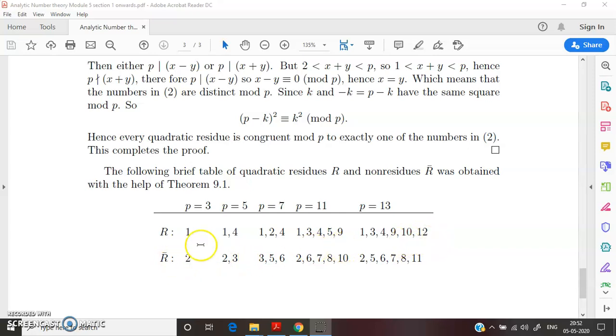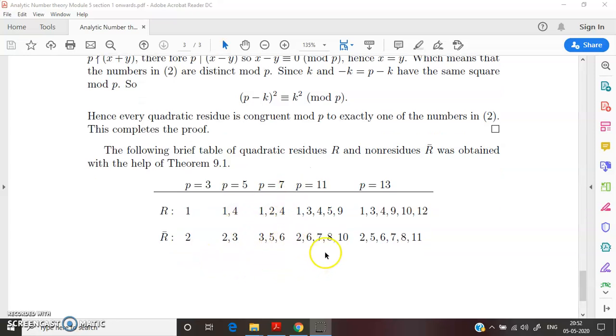Now the non-residues. For p equal to 3, it is 2. For p equal to 5, it is 2 and 3. For p equal to 7, it is 3, 5, and 6. For p equal to 11, it is 2, 6, 7, 8, and 10. For p equal to 13, it is 2, 5, 6, 7, 8, and 11.